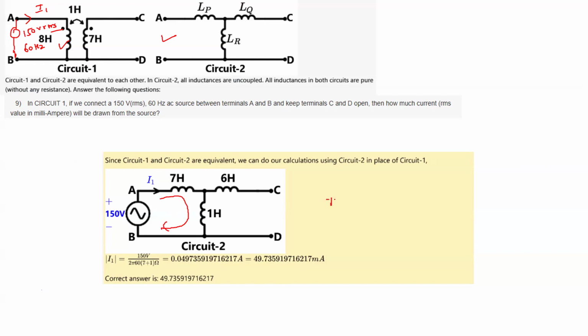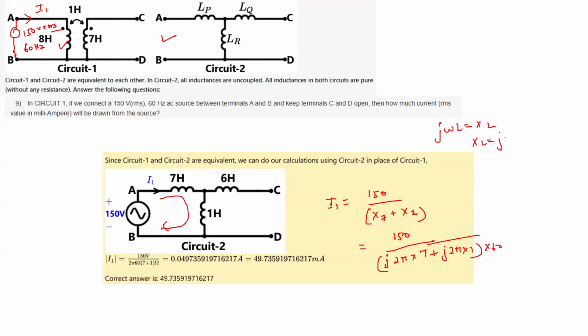So what will it see? Current I1 will see the impedance, so it is 150 divided by j omega times 7 Henry plus 1 Henry. So this will be the current I1. Now what is this? 150 by j 2 pi 7 plus j 2 pi 1 into 60, because j omega L is the inductive impedance. So j into 2 pi, and they have mentioned in the question 60 hertz, so you have to take it as 60.